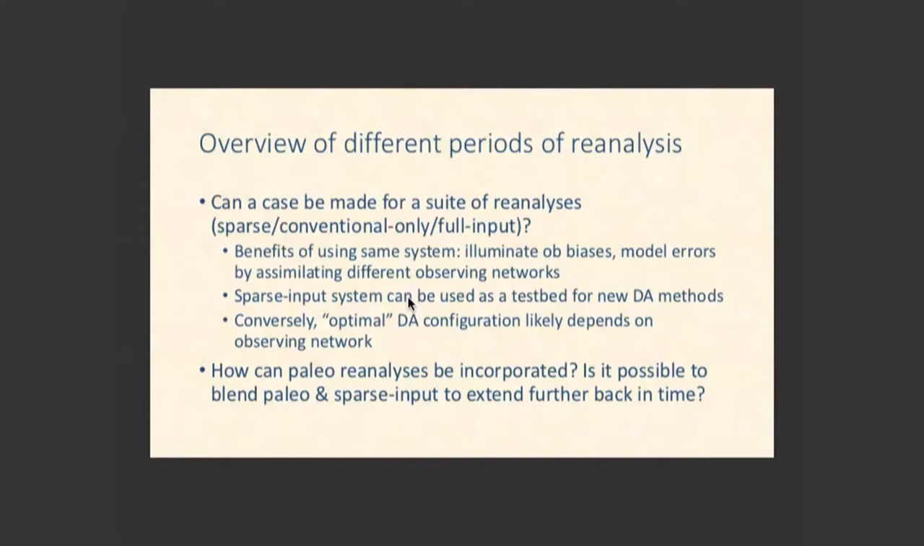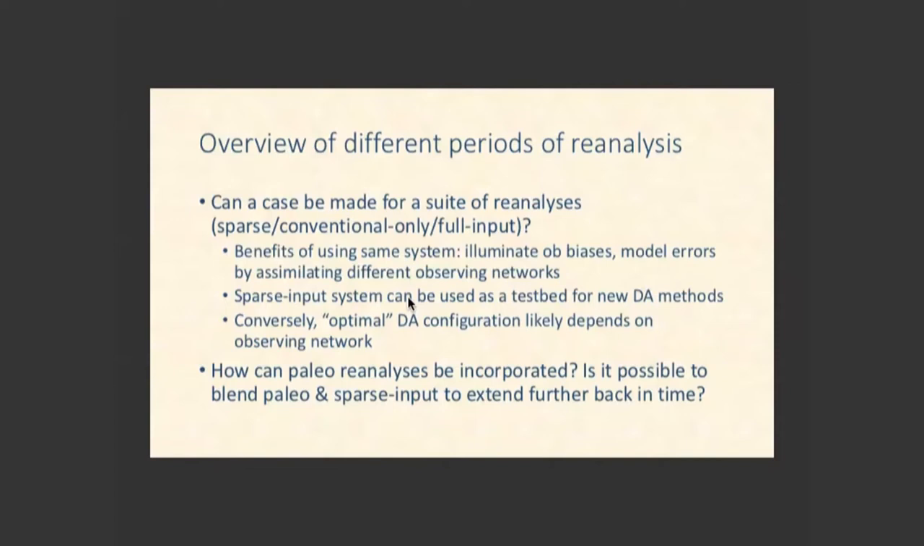Yeah, I think that could also really get towards some of the model biases and observation biases if that's your goal. I guess what I'm thinking is a two-pronged approach to be able to have that as well as having longer time series. So the sparse input reanalyses that I'm thinking of would never assimilate the satellites. And so it would still be denser, I guess.